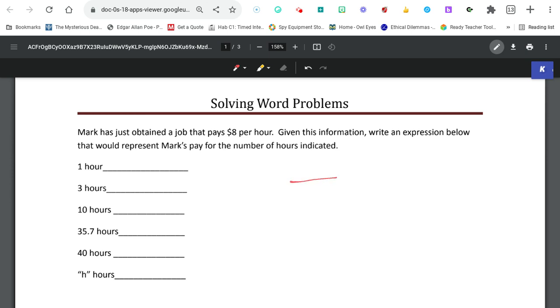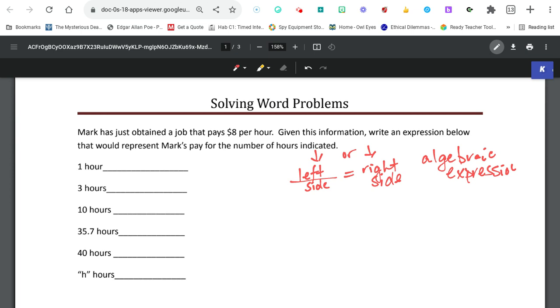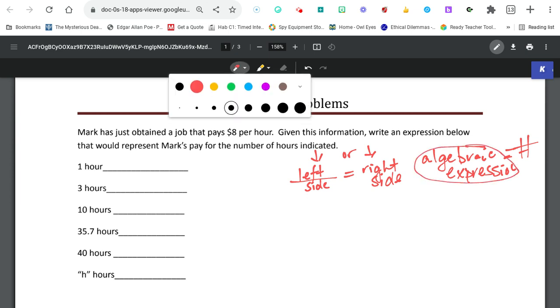So, an equation has a left side and it has a right side. So on either the left or the right, you will have an algebraic expression when we're talking about setting up an equation which you have to solve. And then on the other side, it will be equal to some number so you can solve it. We're going to focus on this part today, writing the algebraic expression.